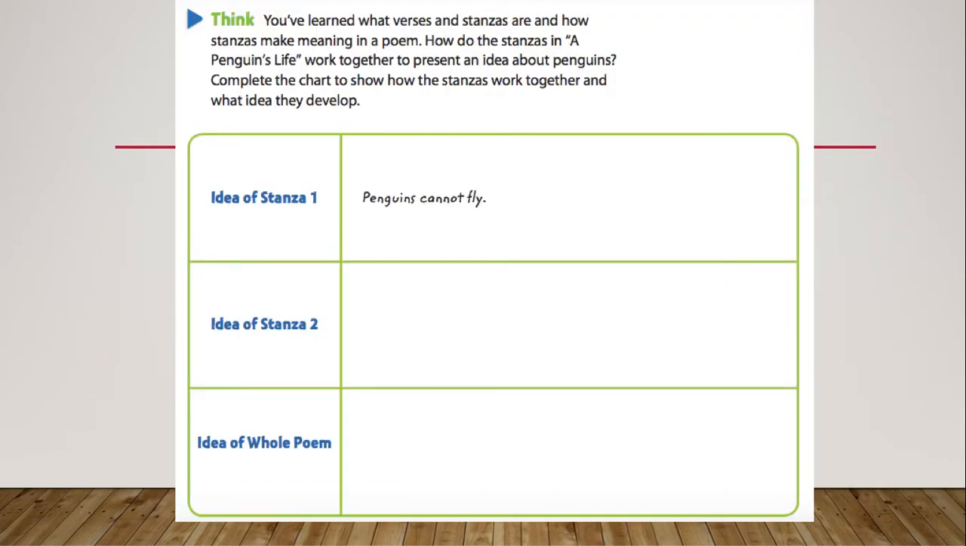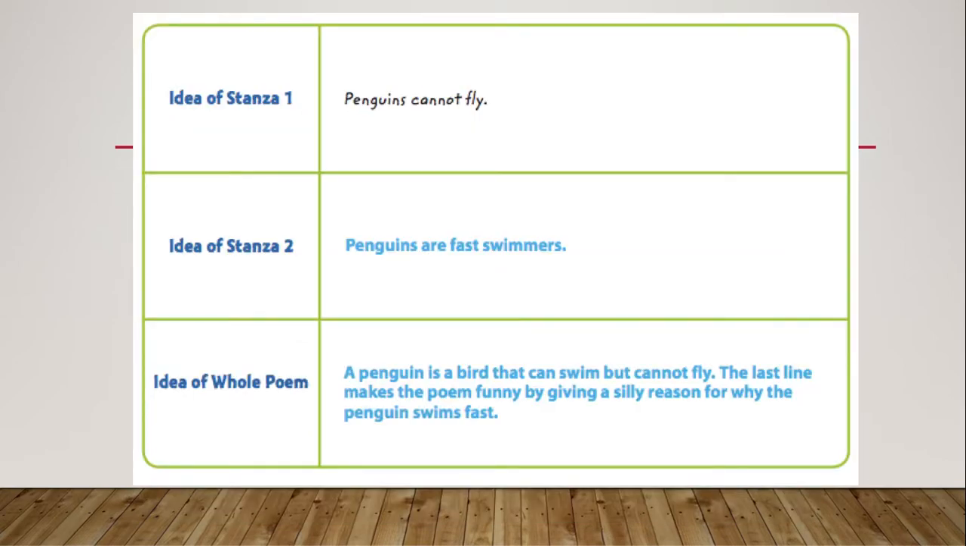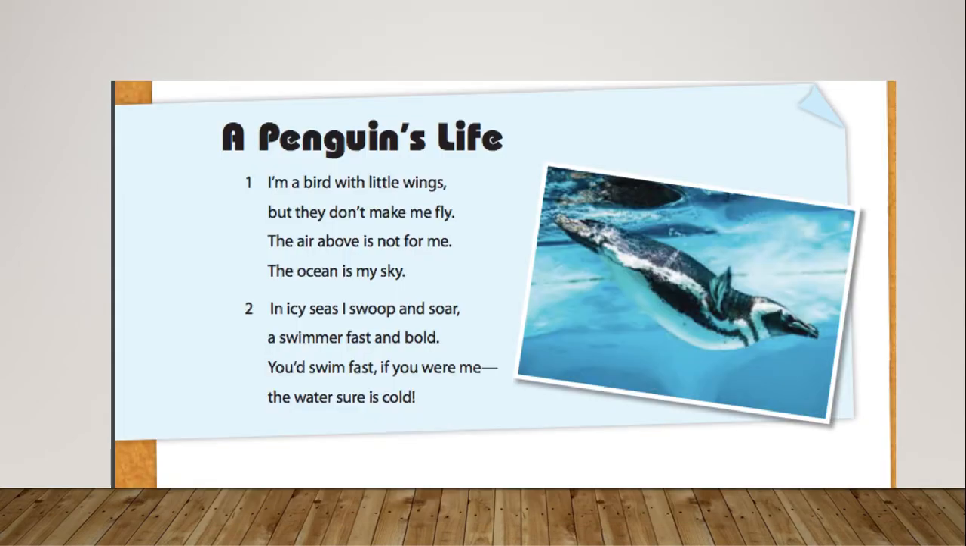When we're looking at stanza 1, we learn that penguins cannot fly. And in stanza 2, penguins, however, are very fast swimmers. This poem is about how a penguin is a bird that cannot fly, but it can swim. It's kind of a silly poem. When we're looking at it, we know the speaker is a penguin. We know that there are some rhymes in this poem: fly and sky, bold and cold.